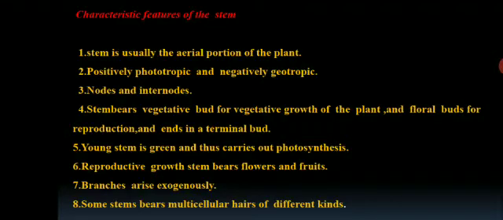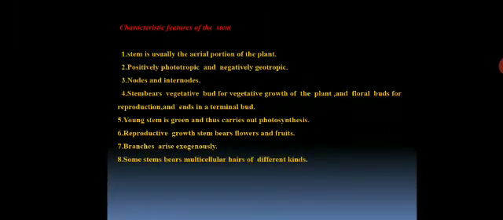The branch arises exogenously. What is the meaning of exogenous? Exo refers to outside. The branches normally grow towards the sunlight, that condition is called exogenous in nature. Last character, some of the stems bear multicellular hairs of different kinds.